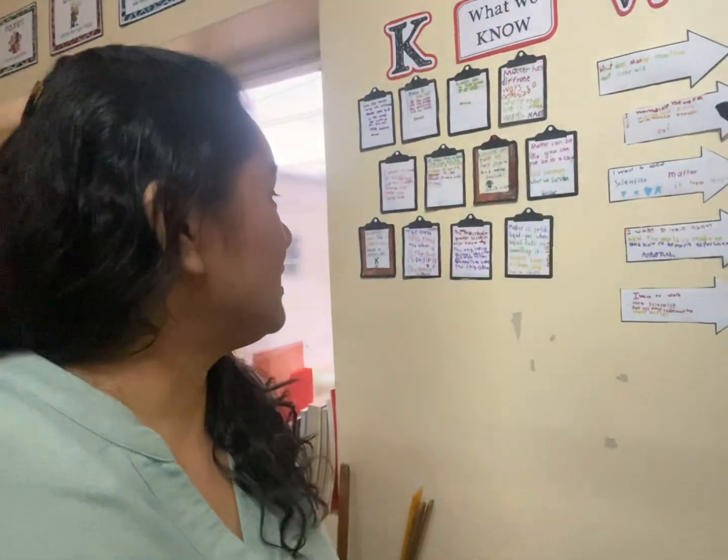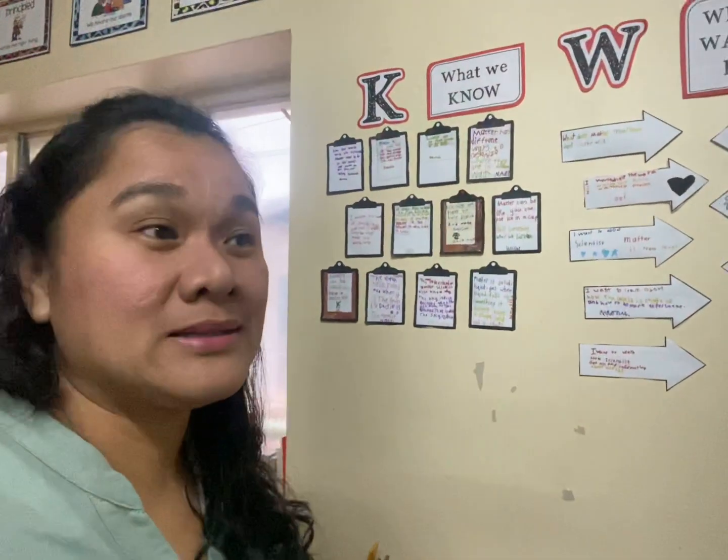So after we did this one, what they know about matter, I also talked about the different characteristics of a scientist. And because I wanted to learn the scientific skills and strategies that the children already know and can already do, how familiar they are with the scientific method, so that we will be able to facilitate how to do the experiments in class.